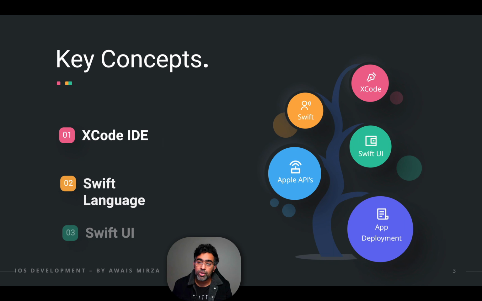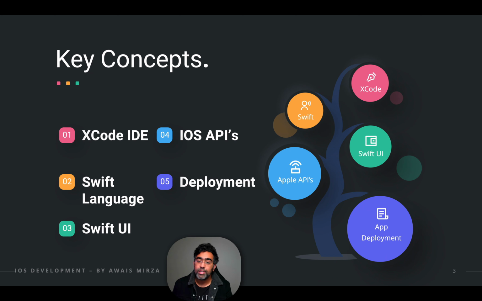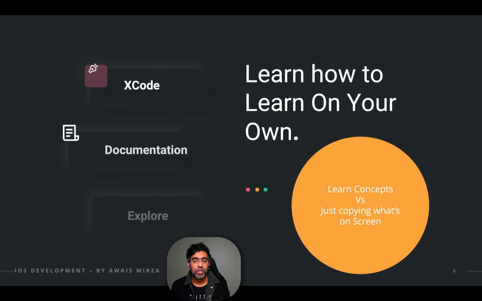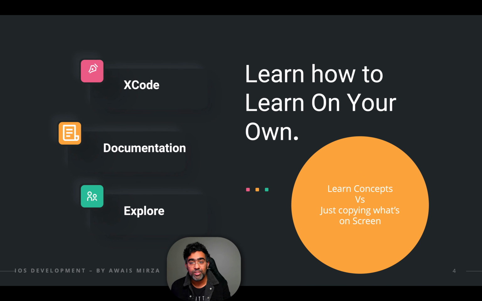So basically, we have Xcode, we have Swift as a programming language, we've got SwiftUI, a framework to build user interfaces. I will talk about Apple APIs. We'll also take a look at app deployment. Learn how to learn on your own. Most videos are going to teach you what they have on the screen, but they don't teach you where they're getting the information from or how to explore more and become an iOS developer, because learning from videos can be very, very long. After this crash course, you should be able to go ahead and explore more about SwiftUI, Swift, and Apple development. So documentation, and we're going to explore things together.